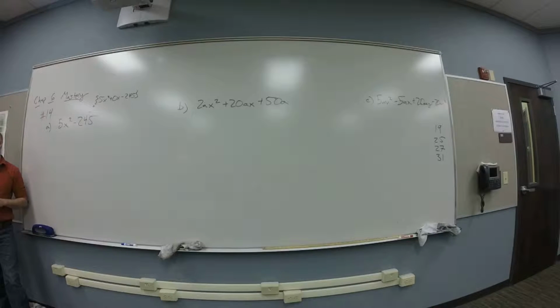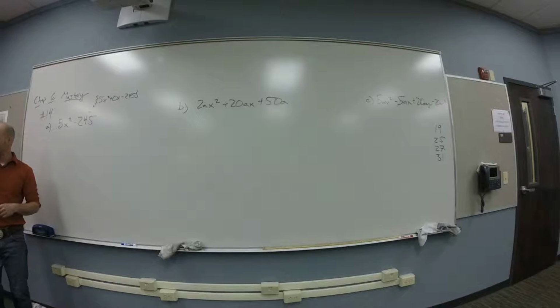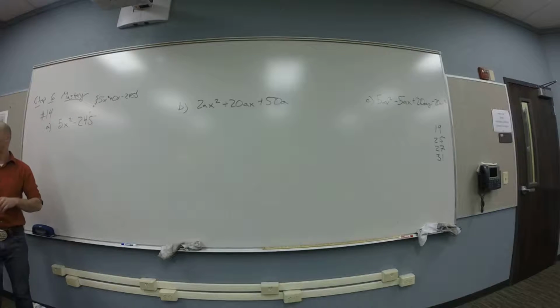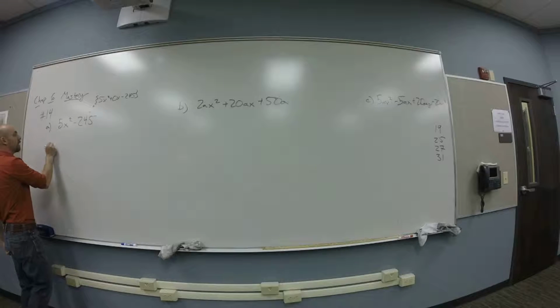You just do the AC method? We could do the AC method. That's massive overkill for this one. Okay. Factor 5 out of 245. Okay, first, they both have a 5 in them, right? Yeah. So I'd pull that first just to get it kind of out of the way.